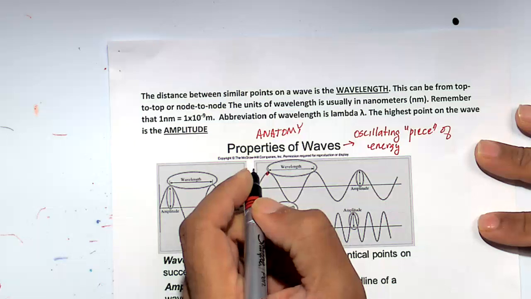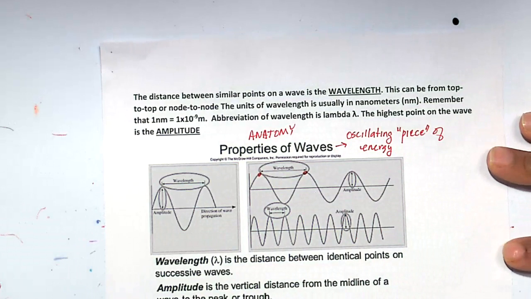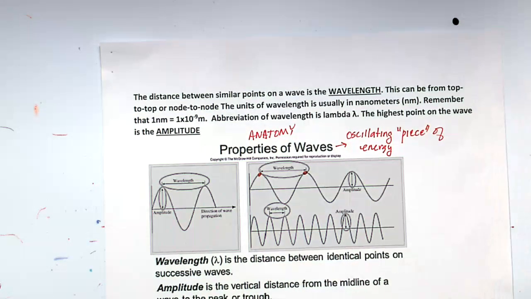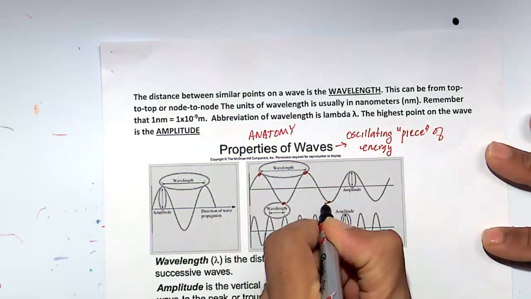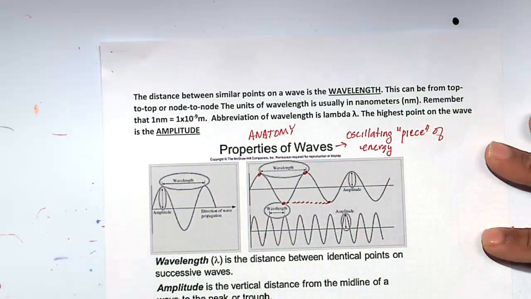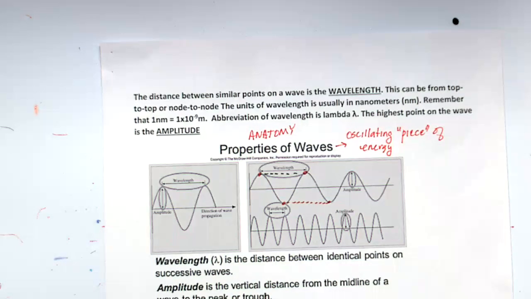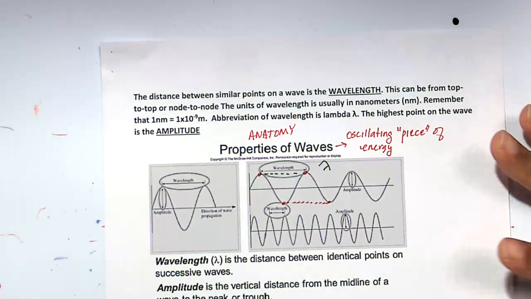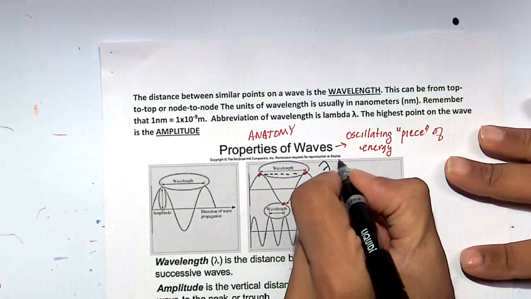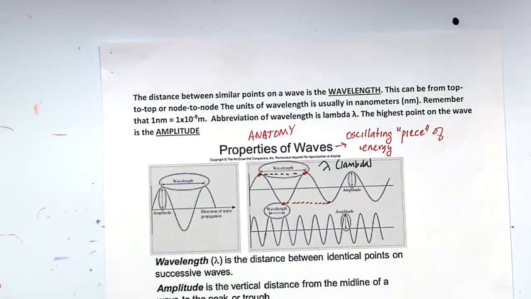If we have the top part of the wave and move it to the next top part of the wave, we have what's called wavelength. Top part to top part, bottom part to bottom part. That's this idea of a wavelength. We're talking about how to dissect a wave, the parts of a wave. Wavelength has the abbreviation lambda, the Greek alphabetic letter lambda. You're thinking top to top, bottom to bottom.